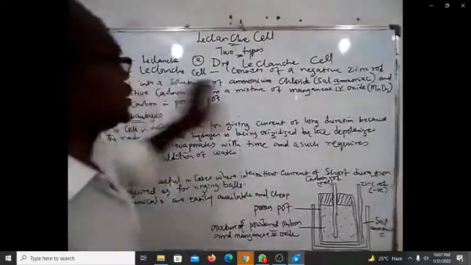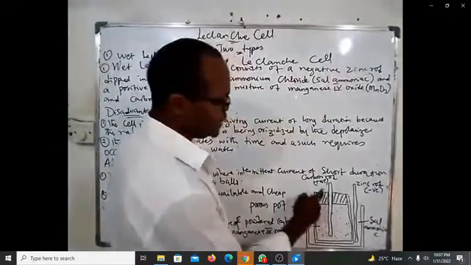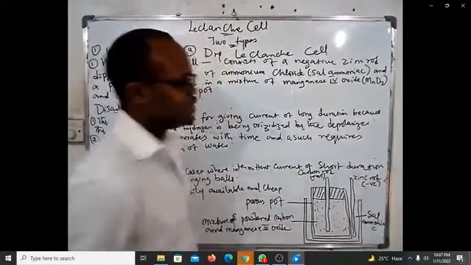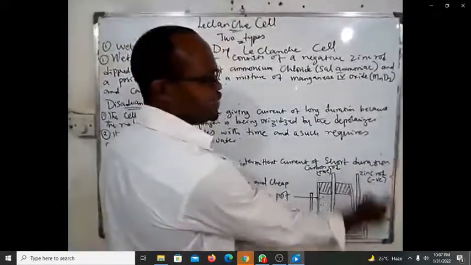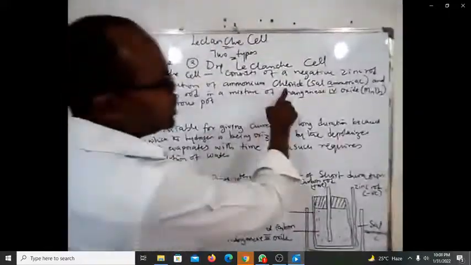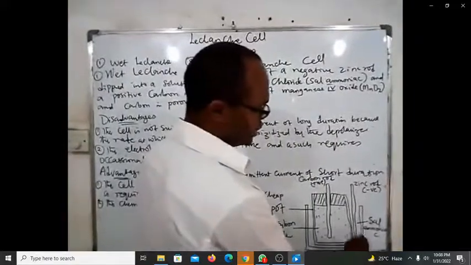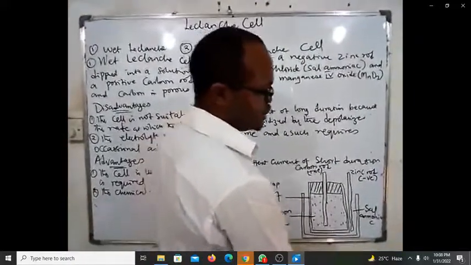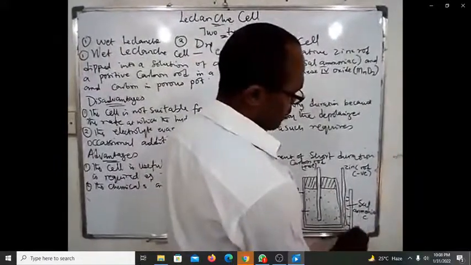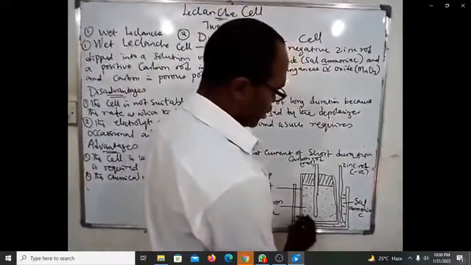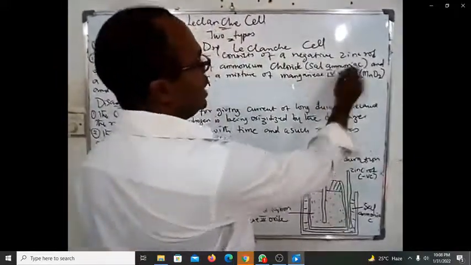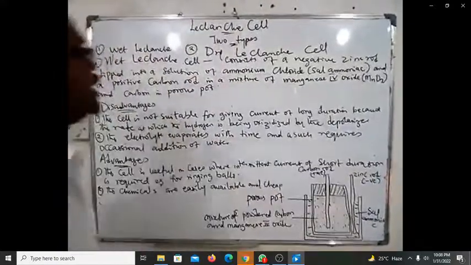This cell consists of a negative zinc rod. Can you see the negative zinc rod? It consists of a negative zinc rod dipped in a solution of ammonium chloride. Can you see the solution? This is a solution of ammonium chloride, and you can call it sal ammoniac. That's another word for ammonium chloride.